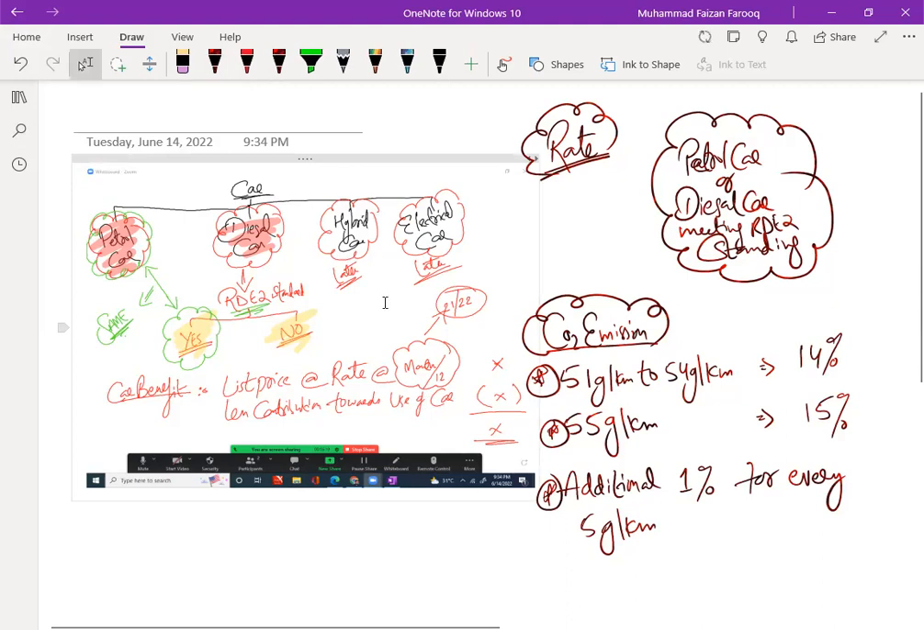So the rate is determined by these CO2 grams, and the grams will be given to you in the paper. In the question, it will always be mentioned. And this table will be given to you in your paper.